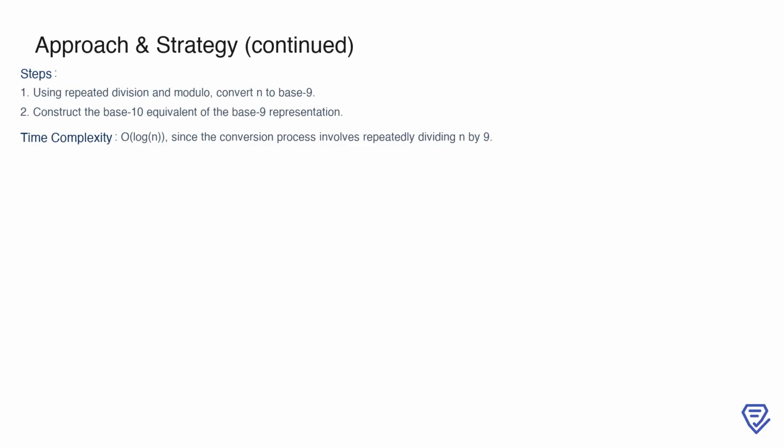Because the conversion process involves repeatedly dividing n by 9, the time complexity of this approach is O(log n), which is significantly faster than the brute force method, especially for large values of n.